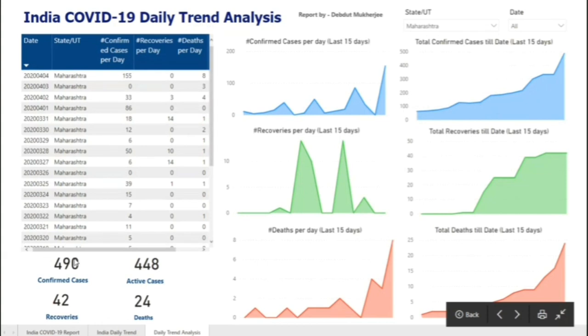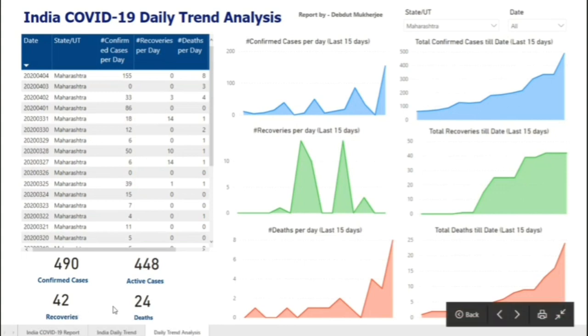Okay, so you can see the total number of cases in Maharashtra is 490, out of which 448 are active, 42 recoveries, 24 deaths. So in case of Maharashtra, what we can see is the recoveries are quite good. It is doing the best recoveries in terms of all states at the moment, but it is also compromising on some steps because of which the deaths are increasing. So it's almost half the recoveries.